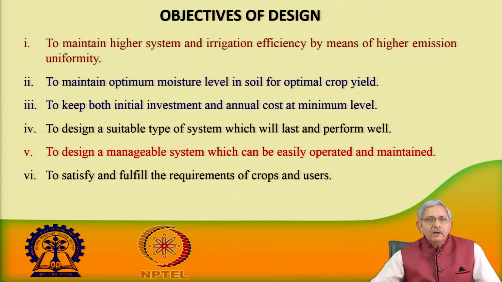To satisfy and fulfill the need of crops. Yes, design should meet the crop water requirement, it should meet the fertigation requirement, means it should have adequate capacity of the pump, adequate capacity of the fertigation unit, adequate capacity of all other systems which have been used as the components. And then finally, it helps to fulfill the requirement of the user, crop grower or farmers.